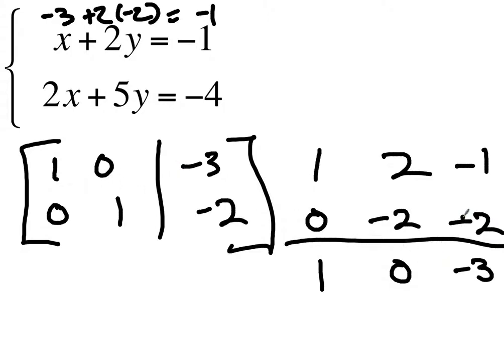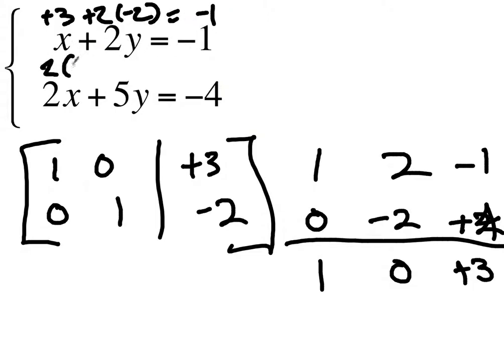This should have been a positive 4 if I multiplied everything by negative 2, which would have given me 1, 0, positive 3. So this should be positive 3 here. And so I made another mistake. Positive 3 plus negative 4 is negative 1.